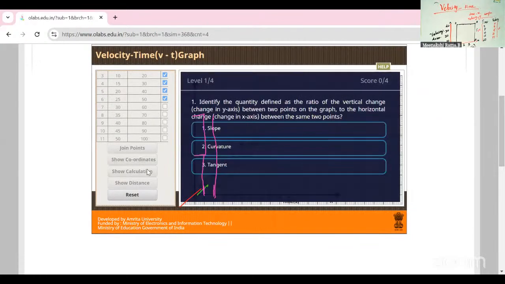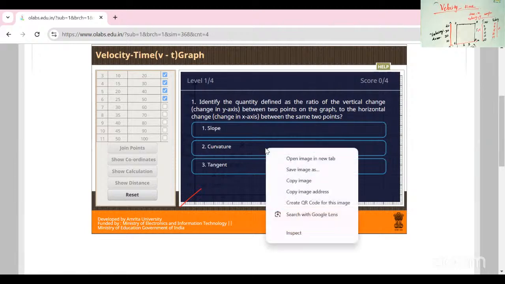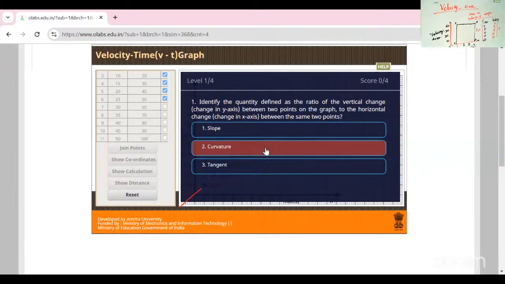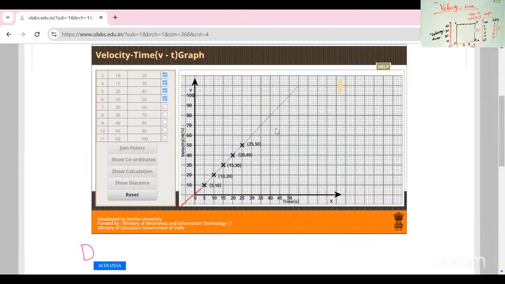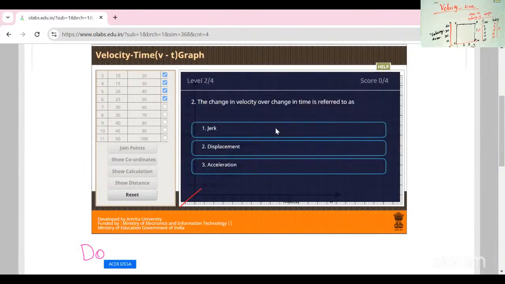Show the calculation. To identify the quantity, define the ratio of vertical change between two points on the graph to the horizontal change between the same two points. Which is the right answer: slope, curvature, or tangent? It is the curvature. No, that's wrong, because it is the slope. So the answer is not correct, which means the red color will come.